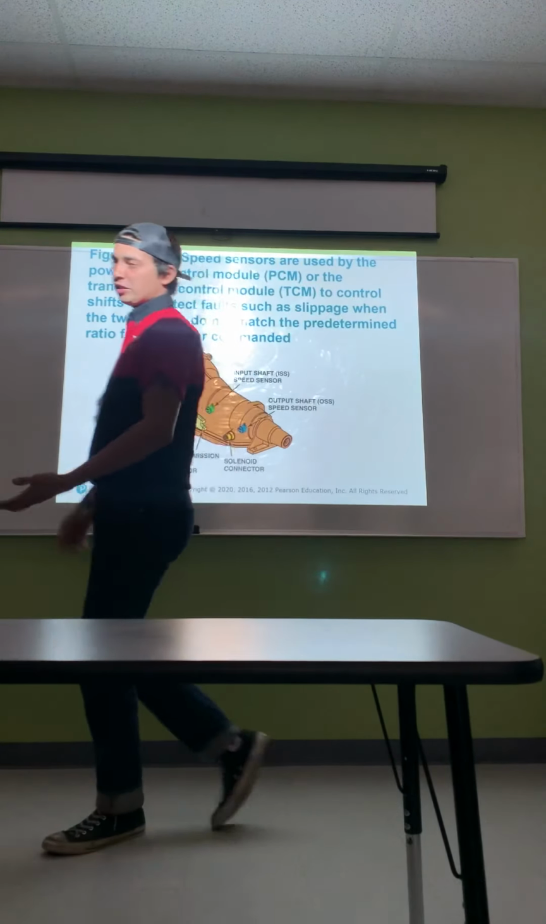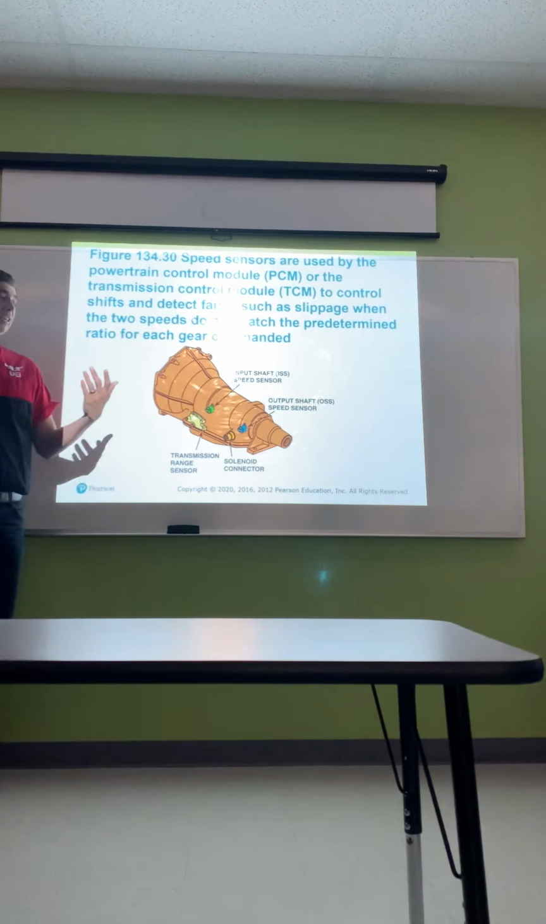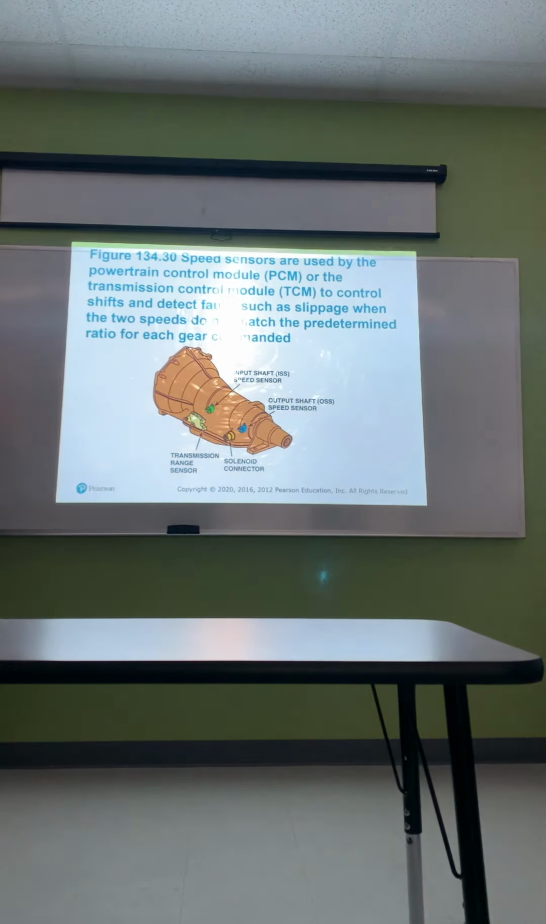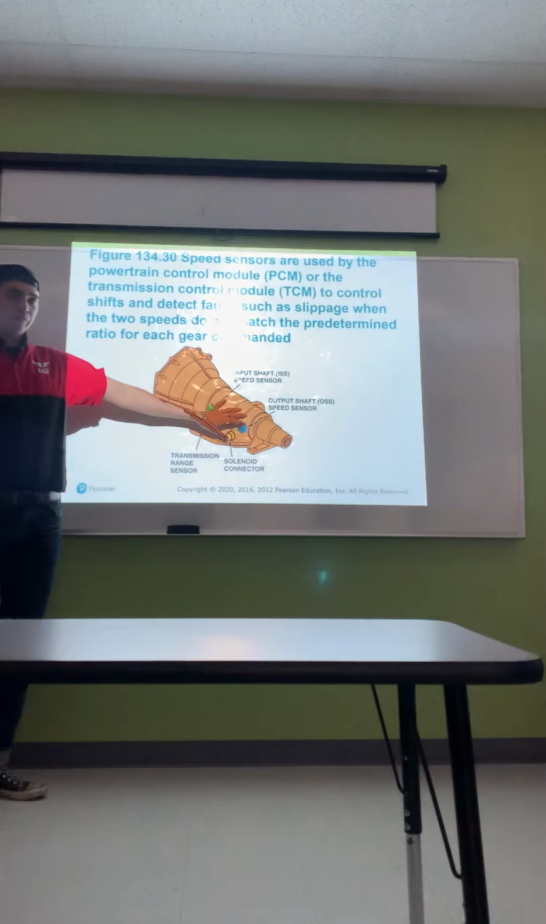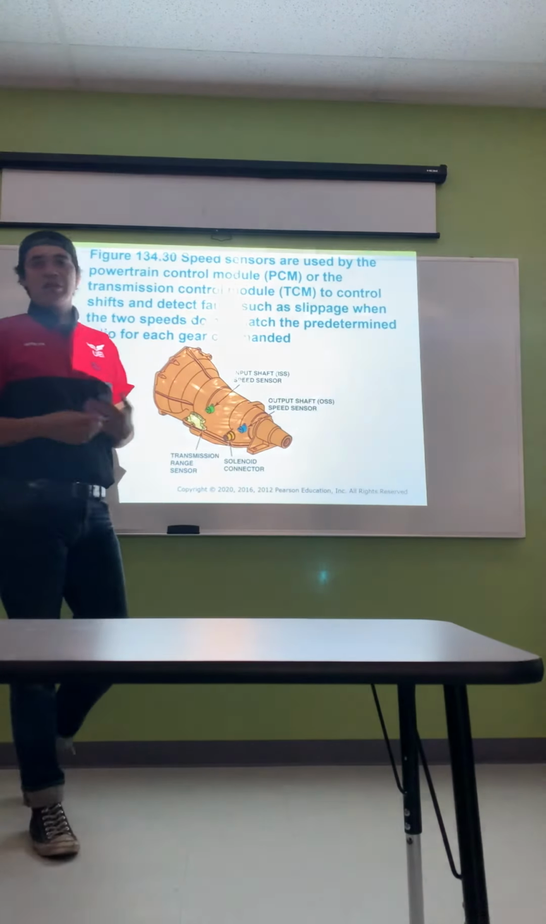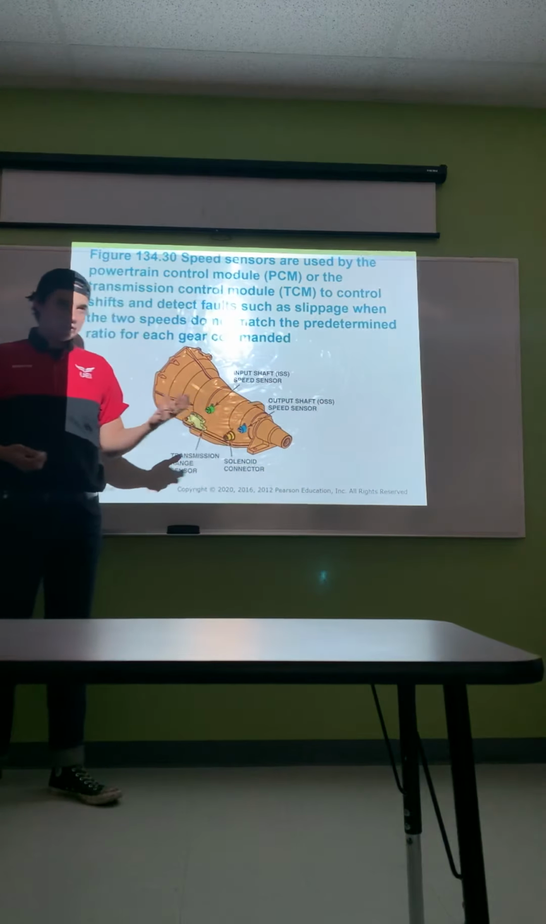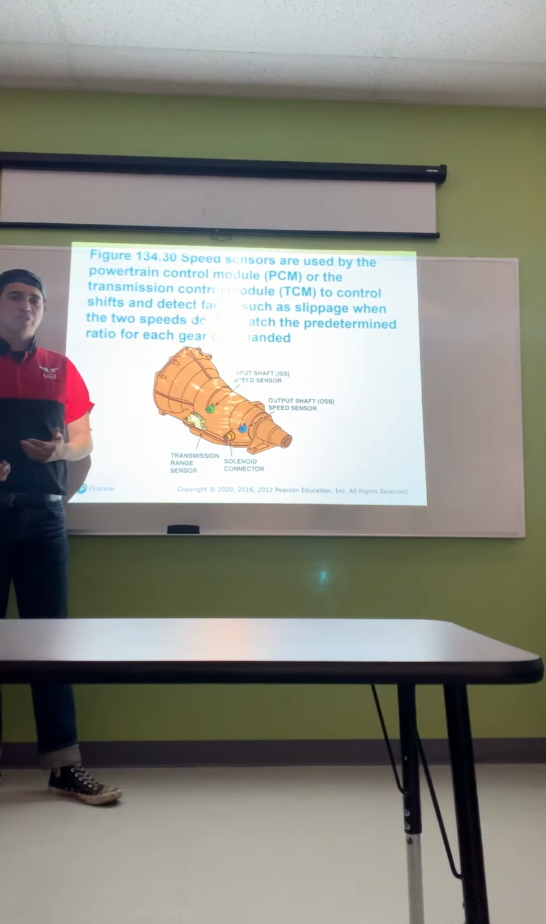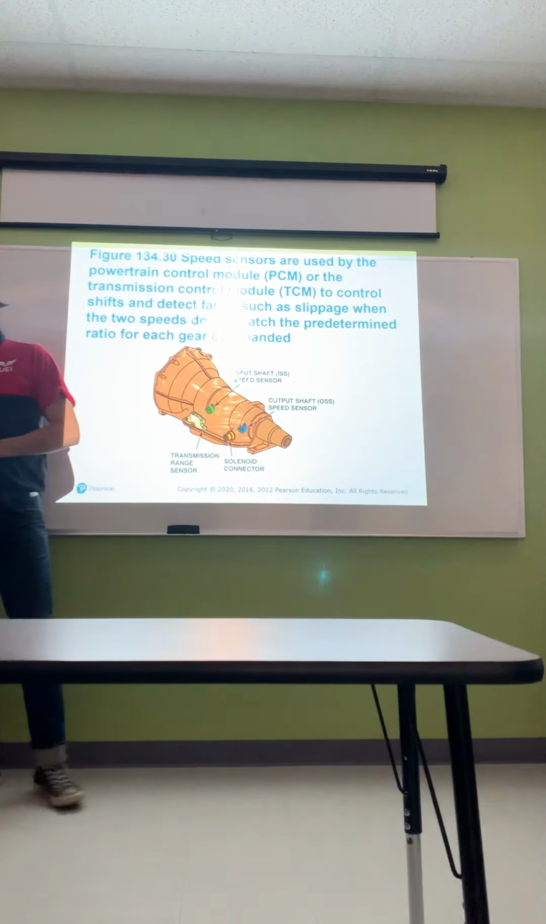Between second and third is slipping. So obviously either the 2-3 shift solenoid or 3-4 shift solenoid is bad, and we need to find out what parts went wrong with it. And usually we don't replace any parts, we don't tear it open. It's 5 hours labor to get it out. Pull the transmission out, might as well put in a new one.